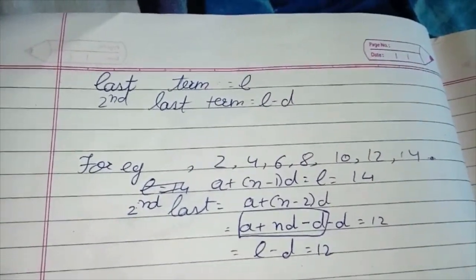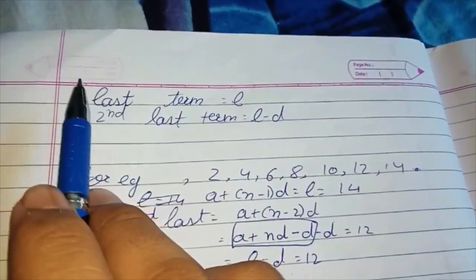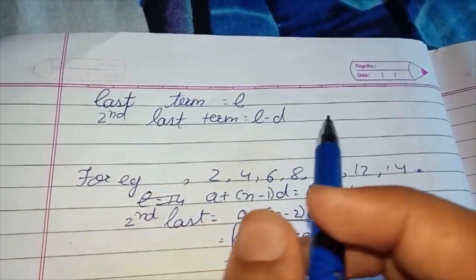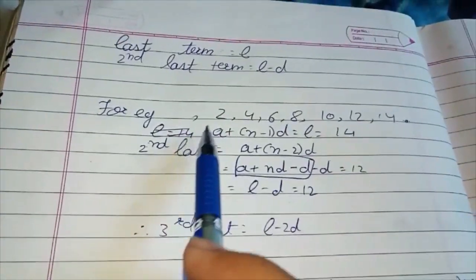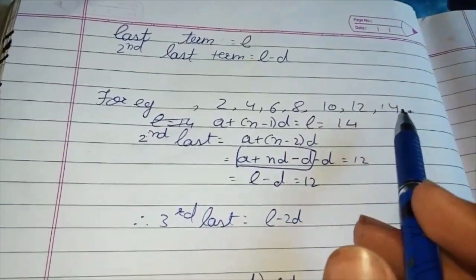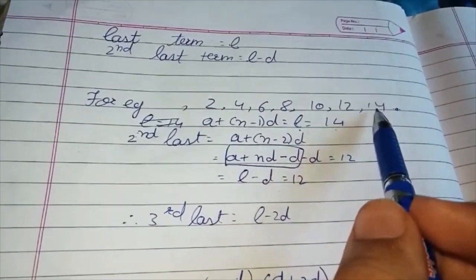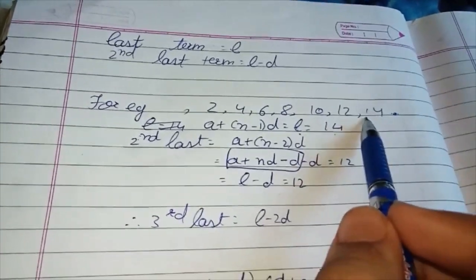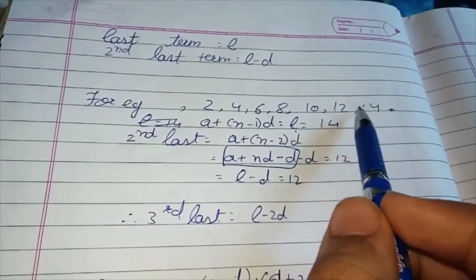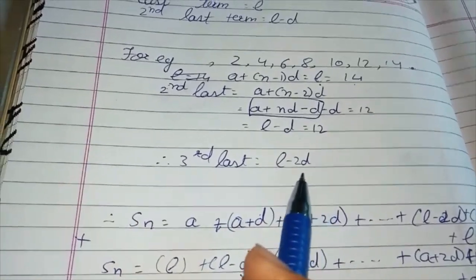So don't get confused. Now, for understanding the sum up till the nth term, we will add the last term in it. The last term is denoted by L, then the second last term would be denoted by L minus common difference. Let's see an example. Here is the series 2, 4, 6, 8, 10, 12, 14. The last term is 14 and the common difference is 2. If L is equal to 14, then 14 minus 2, or 14 minus common difference, is 12. Therefore L minus D is the second last term. Similarly, the third last term would be L minus 2D.